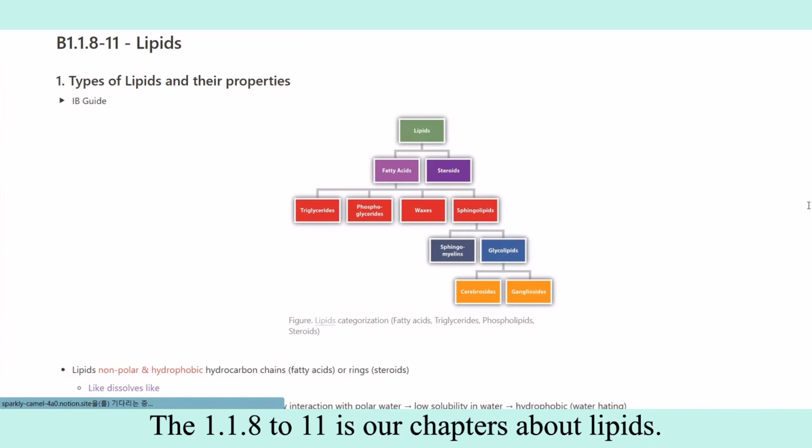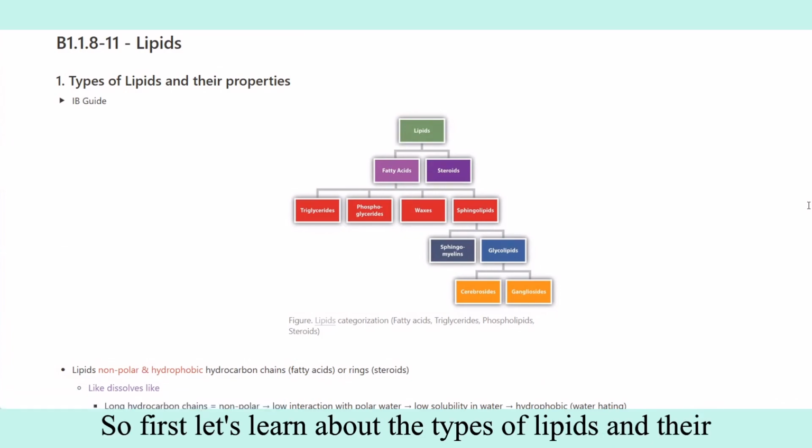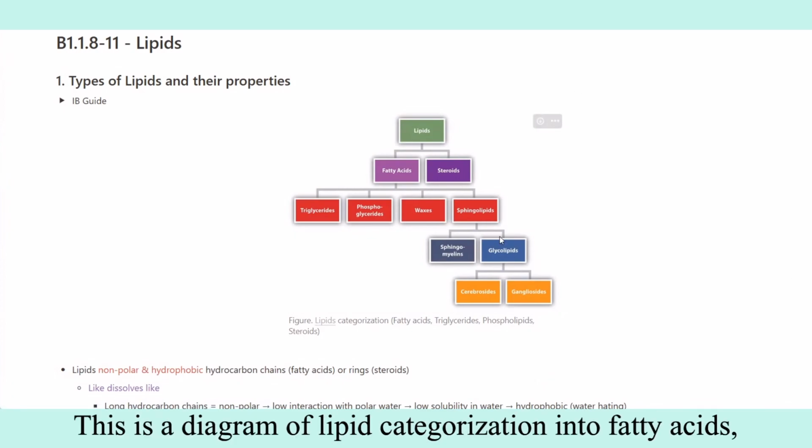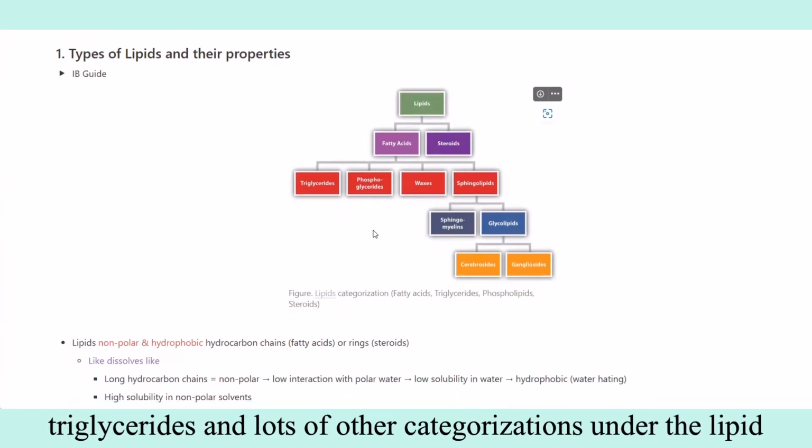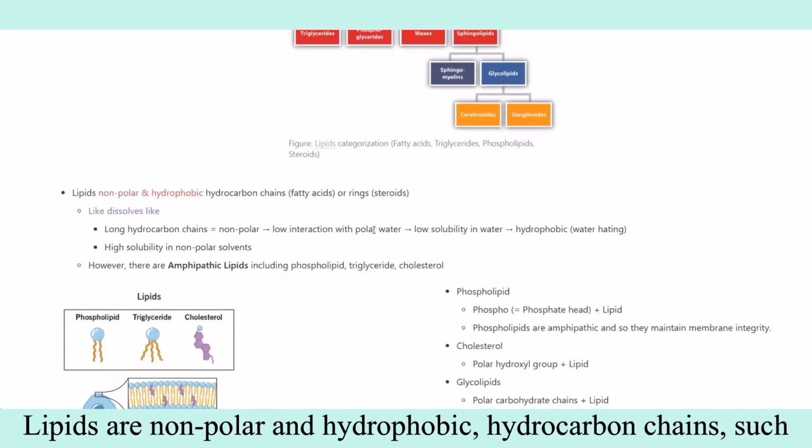B1.1.8 to 11 is our chapter about lipids. So first, let's learn about the types of lipids and their properties. This is a diagram of lipid categorization into fatty acids, steroids, and triglycerides, and lots of other categorizations under the lipids category.